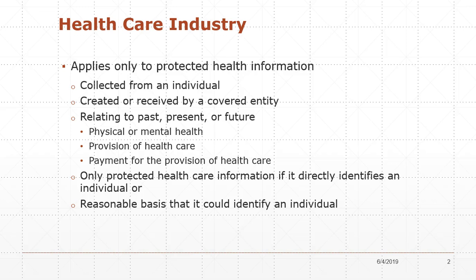And HIPAA only applies to protected health information. It's collected from an individual and created or received by a covered entity. It can relate to past, present, or future physical or mental health, provision of health care, or payment for the provision of health care. But it's only protected health care information if it directly identifies an individual or, on a reasonable basis, could identify an individual.